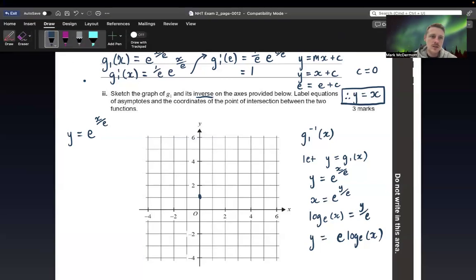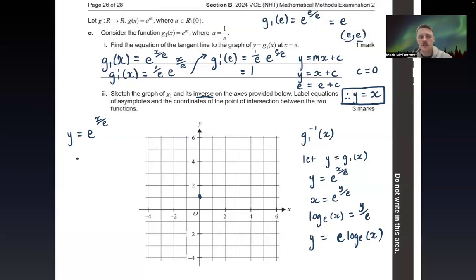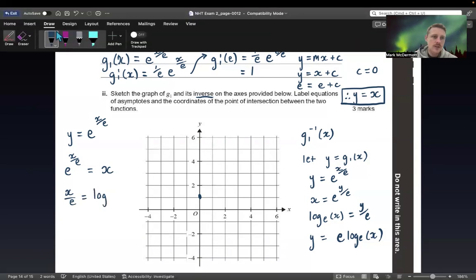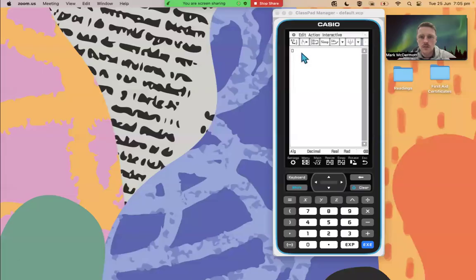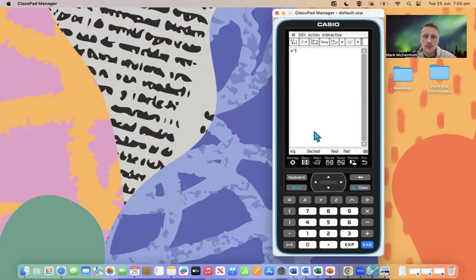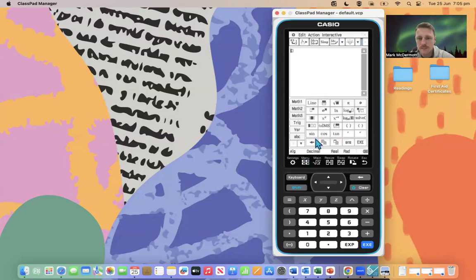You need to know where the intersection is. Now, an intersection between an original graph and its inverse must intersect on the line y equals x. So you're going to get x on e. Can we solve it this way? Log e. You know what? Why am I doing this when we can use a calculator? So I'm solving e to the power of x on e equals x.